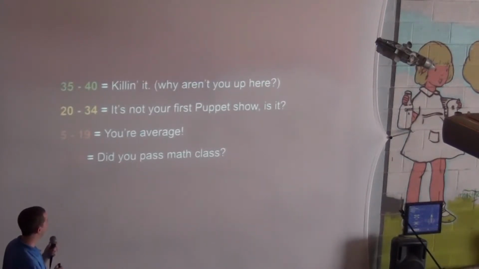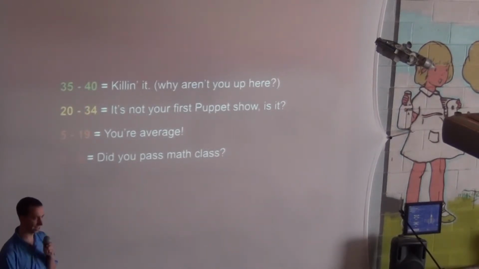So my scale and distribution is, if you're up here, you're killing it, and you should be up here. So we can trade now if you want. Who's up here? No one? Okay. I made that a pretty hard bar to reach. 20 to 34. It's not your first Puppet show. Nice. That's awesome to see. 5 to 19. This is actually where ReadyTalk is, so don't feel too bad. And then 0 to 4. No one. Oh no, there's a few.